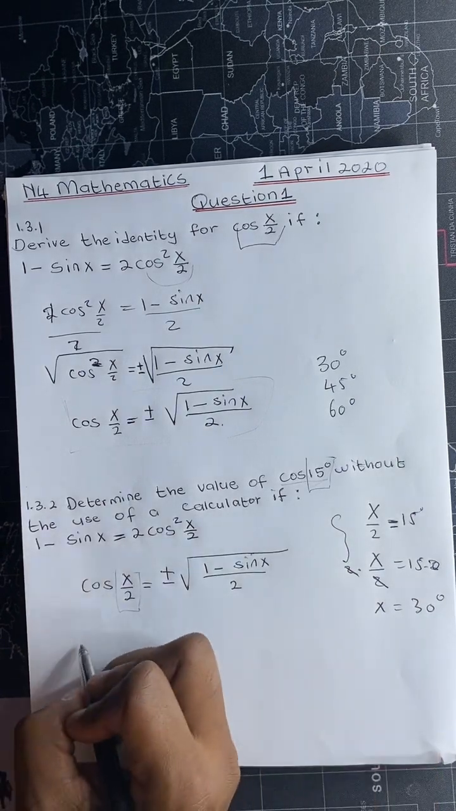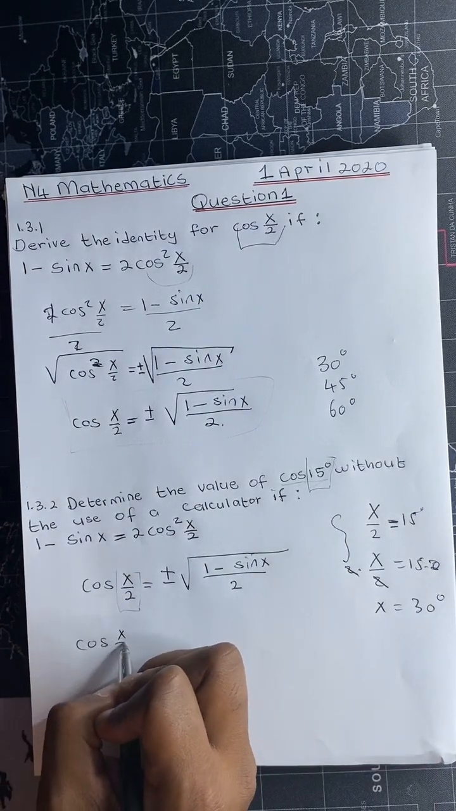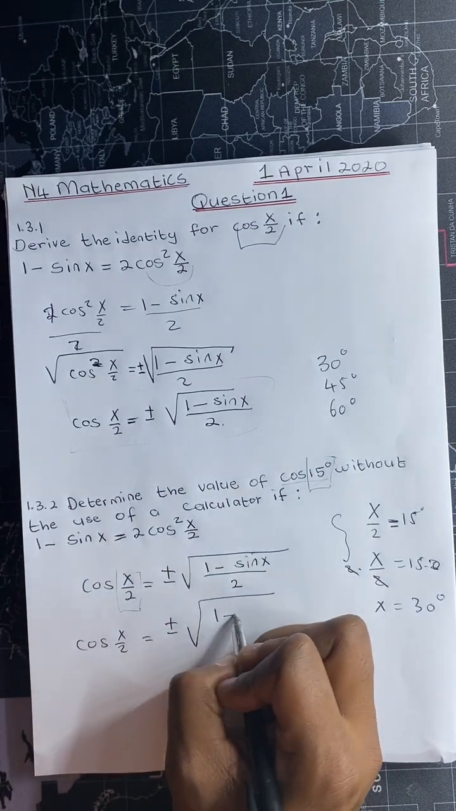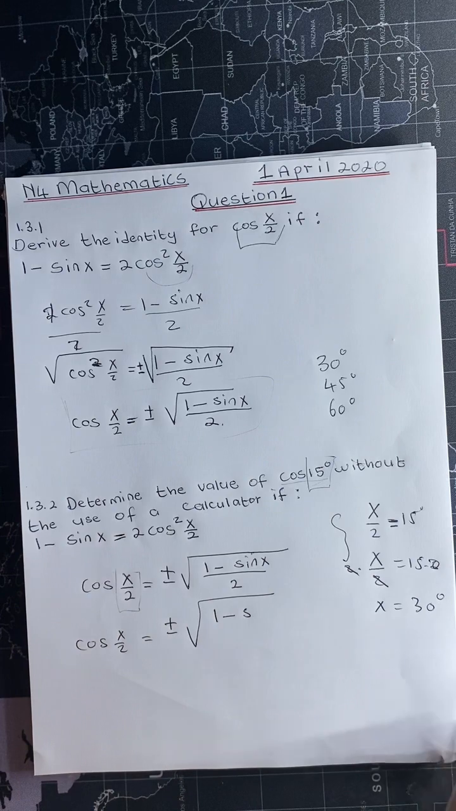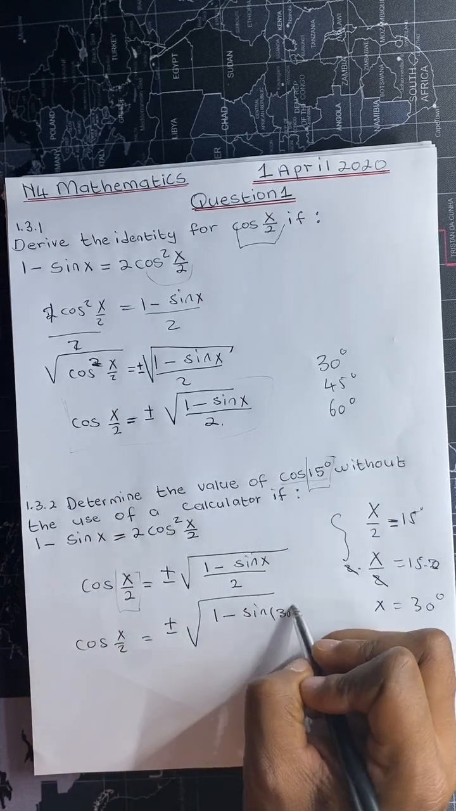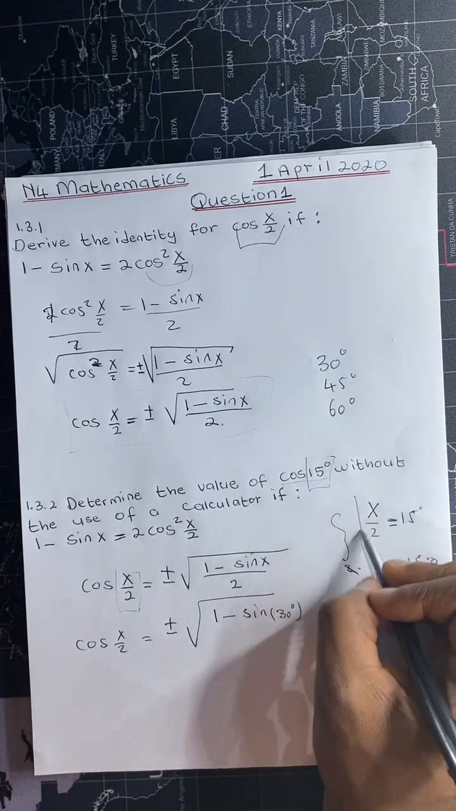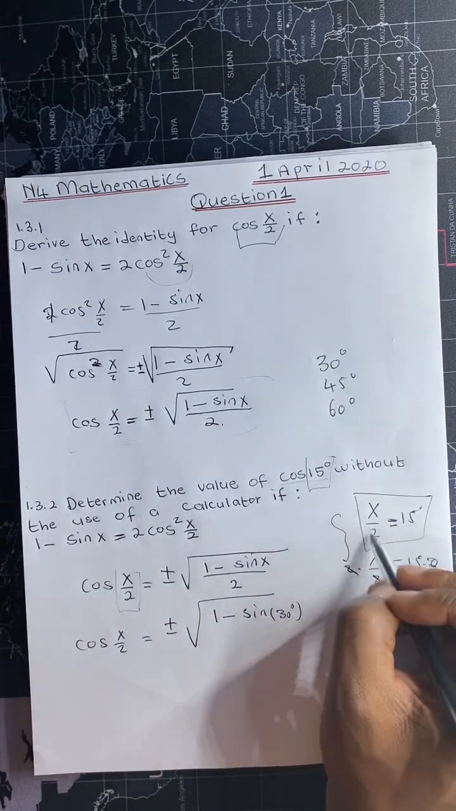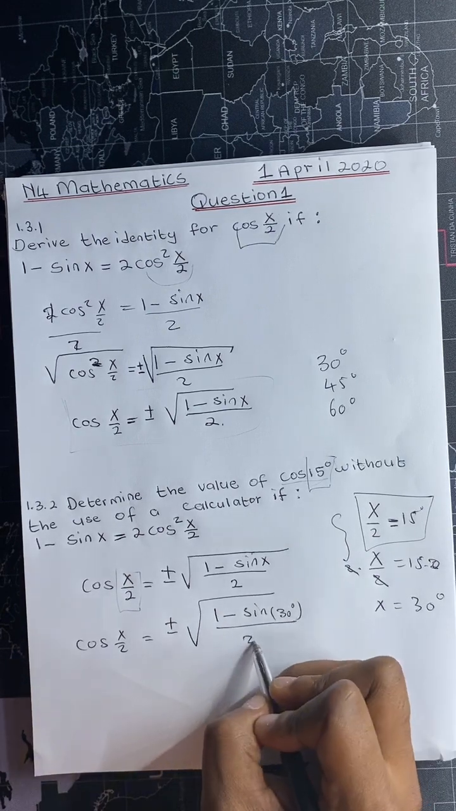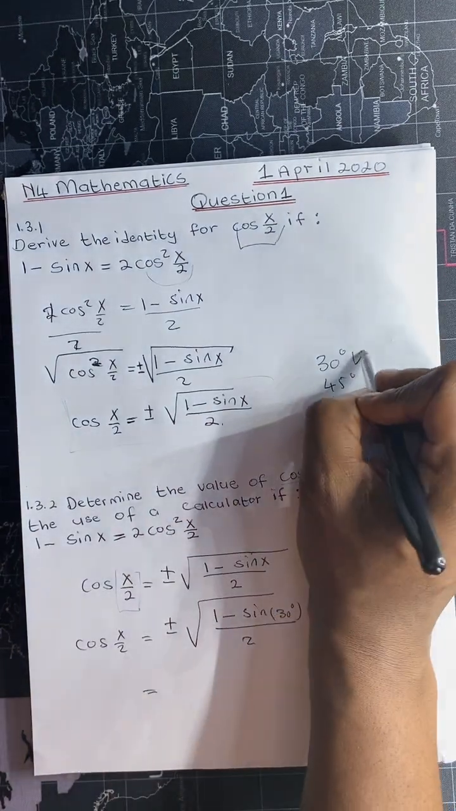So we have cos of x over 2 is equals to plus or minus the square root of 1 minus sine of, so in the place of that x we will substitute this 30 degrees, because we figured out through that formula that x is equals to 30 degrees. So now we are able to use that special angle.